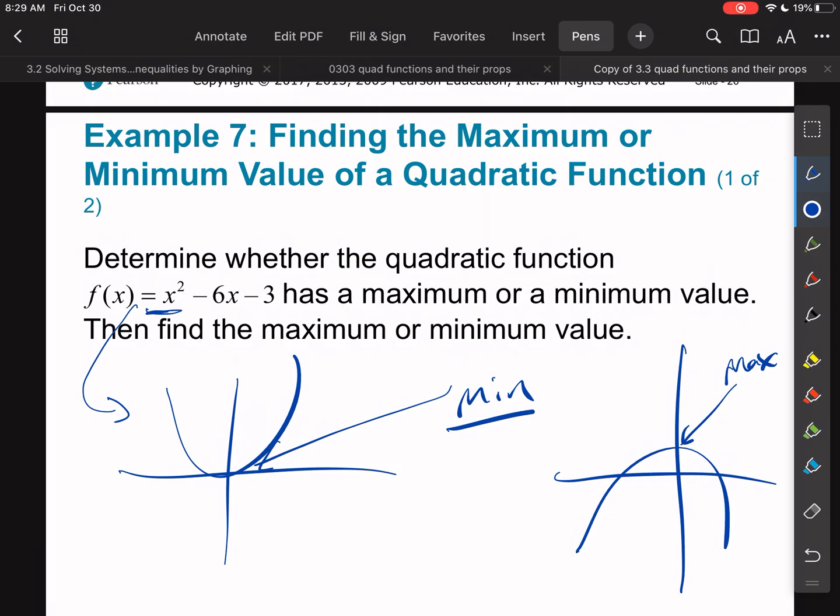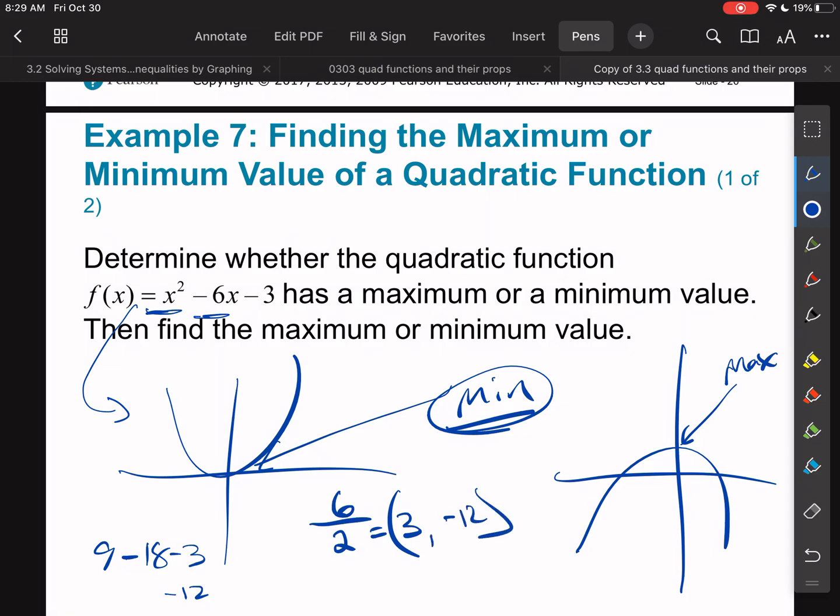Well, that's just the vertex. So this is just another way of saying what's the vertex, and then identify it as a minimum or a max. Okay, so to find the vertex of this, again, negative b over 2a is going to be 6 over 2, which equals 3. That's my x coordinate. Plug it back in, and I get 9 minus 18 minus 3. 9 minus 18 is negative 9, minus 3 is negative 12. So the minimum value of this quadratic is at 3 comma negative 12.